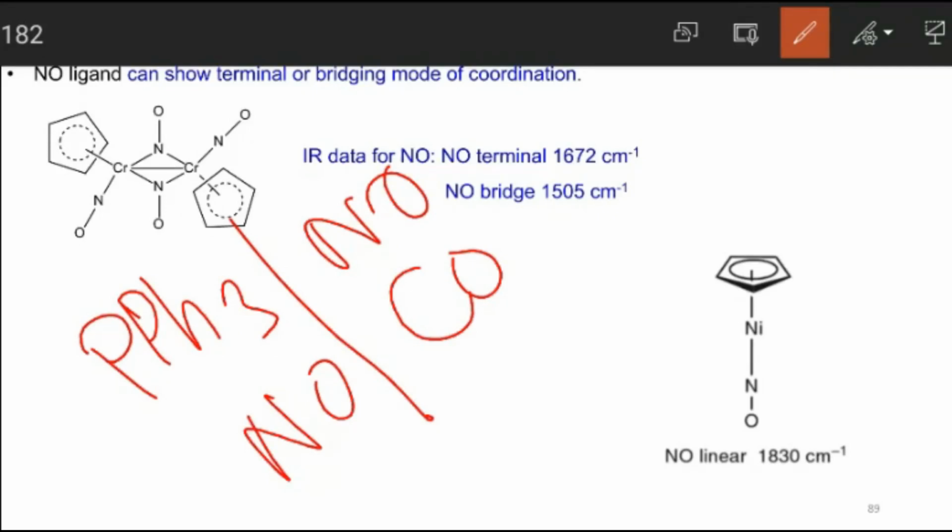Now if you ask about nitrosyl and carbon monoxide, nitrosyl will be the strong pi accepting ligand, therefore it allows the carbon monoxide to go outside.